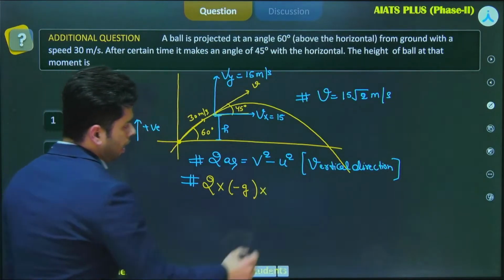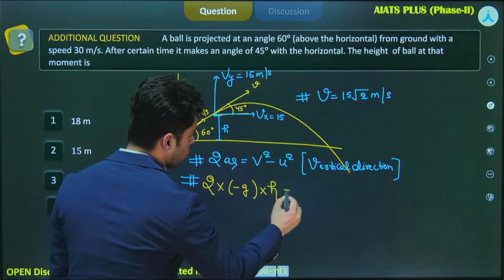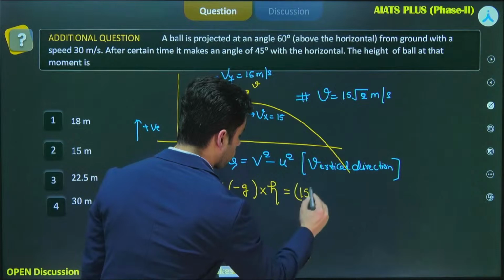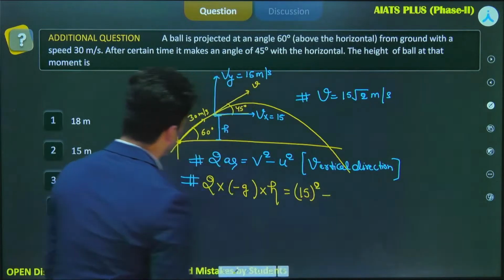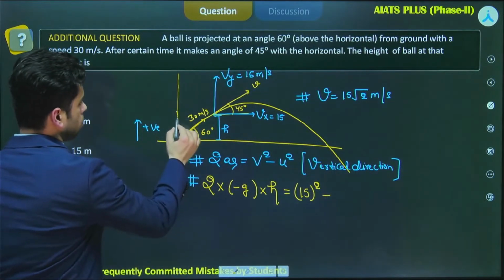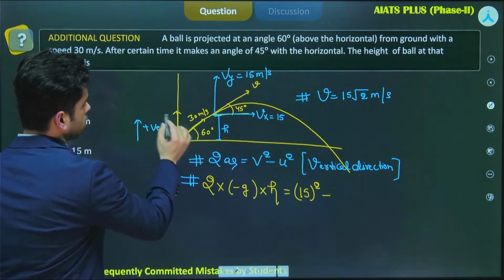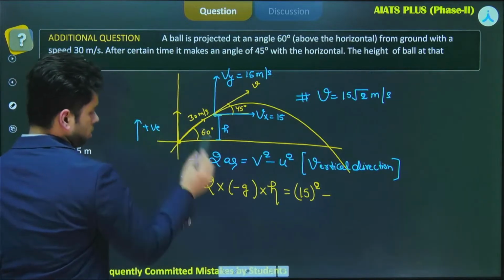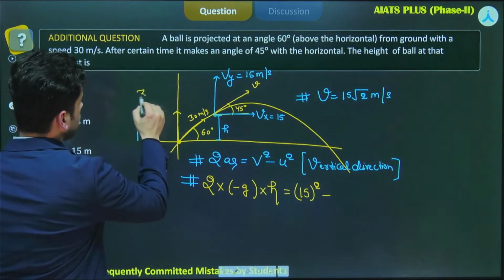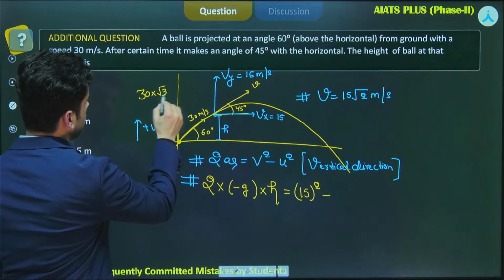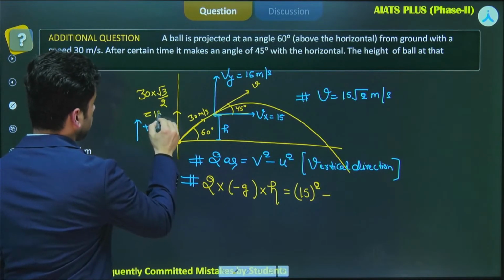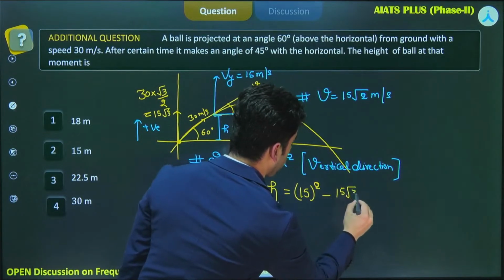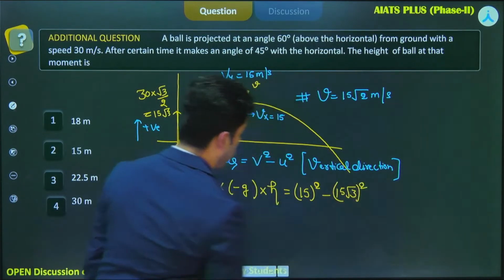Okay. And let it be h, it is equal to V square. Here V will be equal to 15 square minus U square. What is U? So it was 30 cos 60, that is 15, sorry, not 15, it was 30 root 3 by 2, that is 15 root 3. So it will be equal to minus 15 root 3 whole square, right?